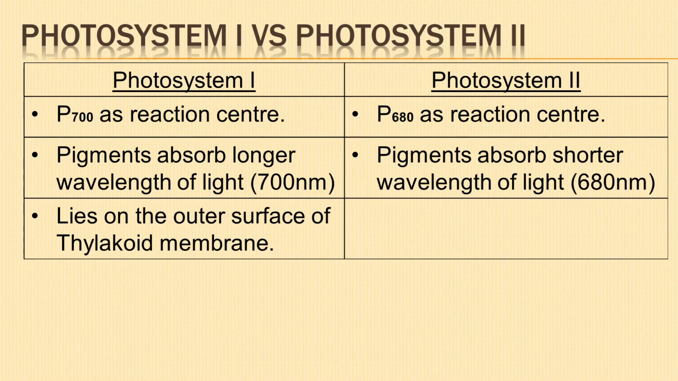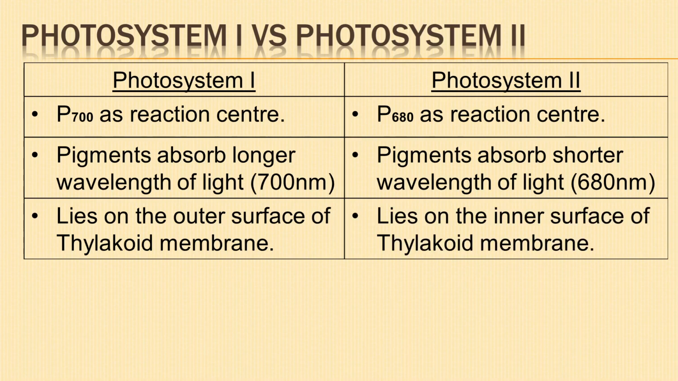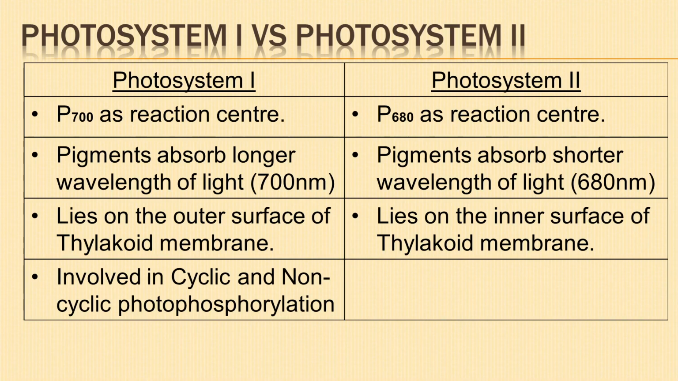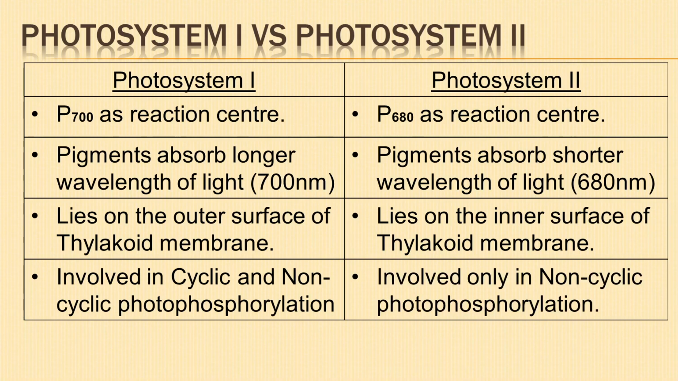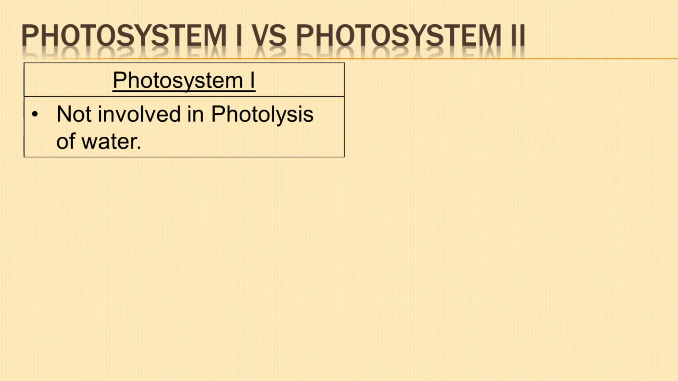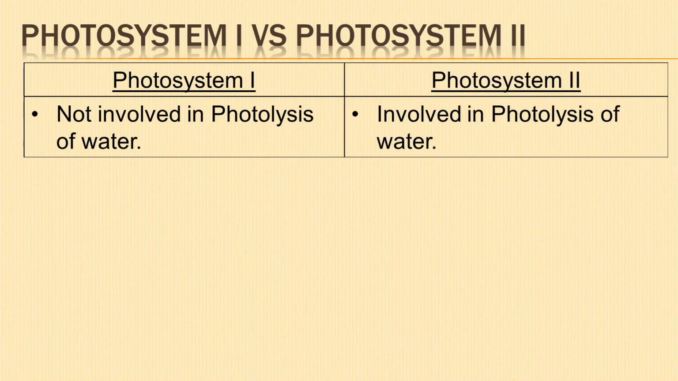Photosystem 1 lies on the outer surface of the thylakoid membrane. Photosystem 2 lies on the inner surface of the thylakoid membrane. Photosystem 1 is involved in cyclic and non-cyclic photophosphorylation. Photosystem 2 is involved only in non-cyclic photophosphorylation. Photosystem 1 is not involved in the photolysis of water. Photosystem 2 is involved in the photolysis of water.